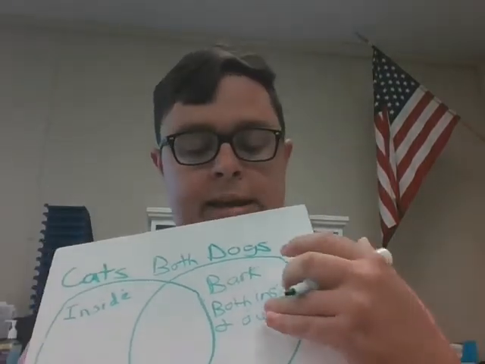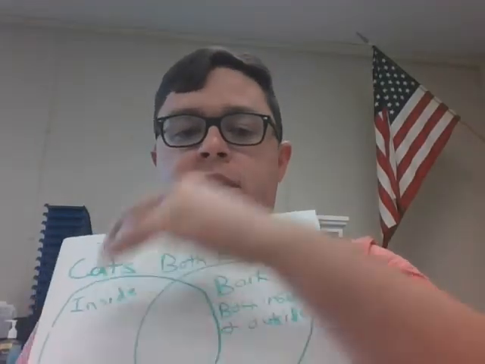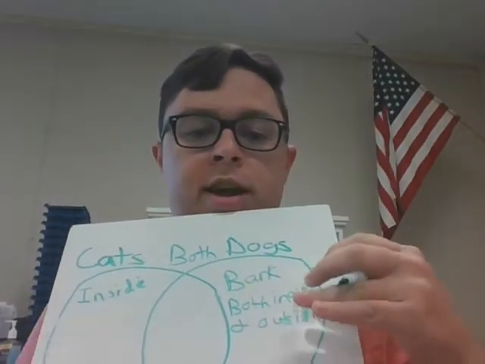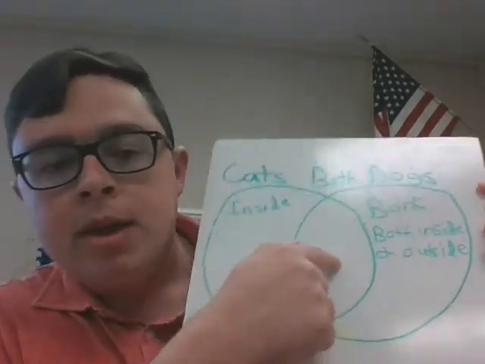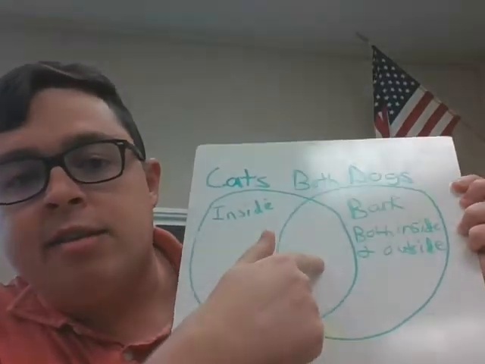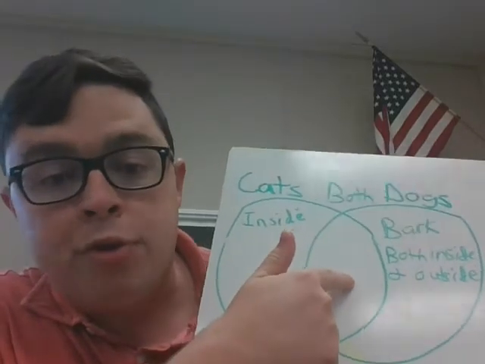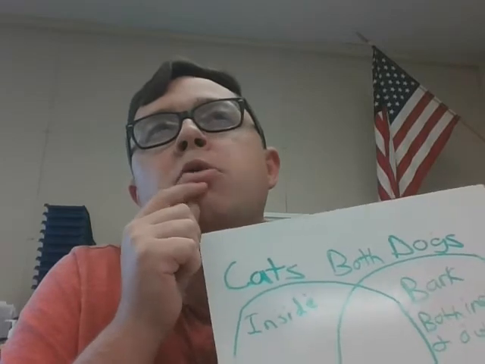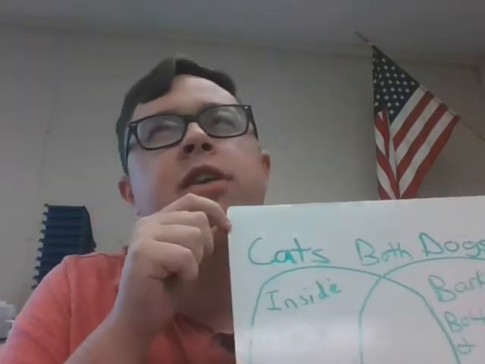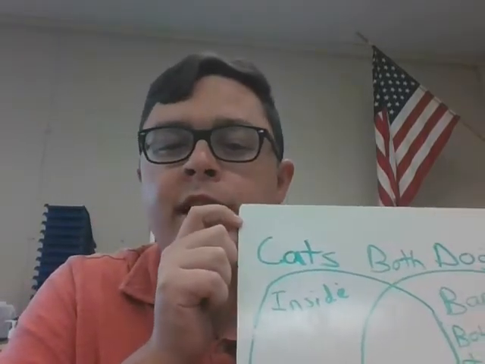So do you notice how I'm writing everything that has to do with cats over here, everything that has to do with dogs over here? The middle part where the two circles come together, that's where we're going to write things that are similar for both of them. So let's think, what are some things that both cats and dogs have? They have differences, but they also have some similarities.